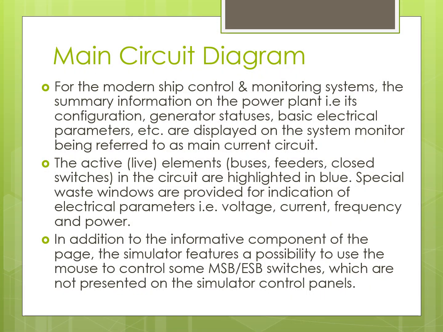Main circuit diagram. For modern ship control and monitoring systems, the summary information on the power plant, for example its configuration, generator statuses, basic electrical parameters, etc., is displayed on the system monitor, referred to as main current circuit. The active, live elements, buses, feeders, closed switches in the circuit are highlighted in blue. Special windows are provided for indication of electrical parameters.